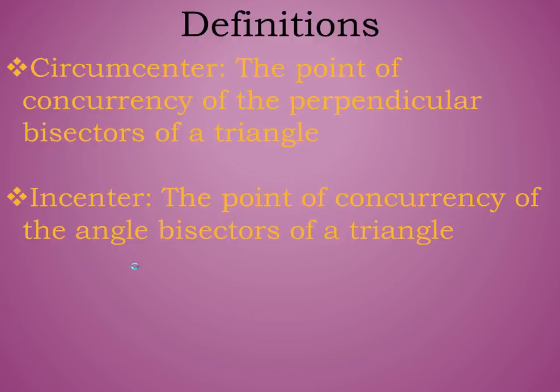Now your circumcenter and incenter are both special points of concurrency. The circumcenter is where the perpendicular bisectors of a triangle intersect, whereas the incenter is the point of concurrency of the angle bisectors of a triangle. So these bisectors will meet at a single point: circumcenter for the perpendicular bisectors, incenter for the angle bisectors. They have a certain property which we will also discuss.